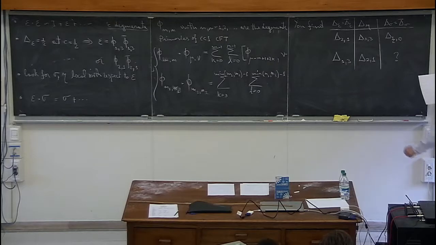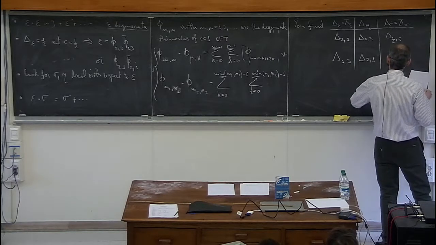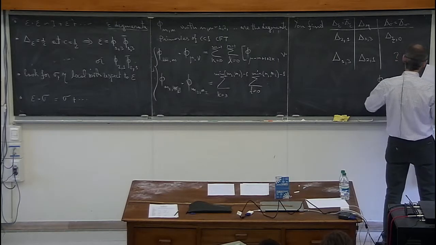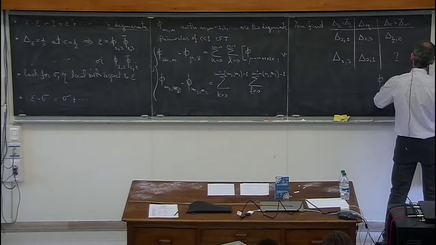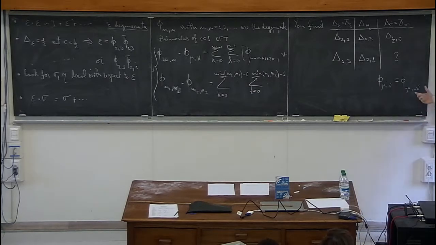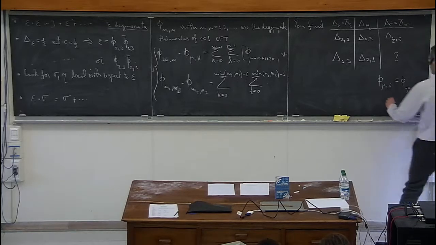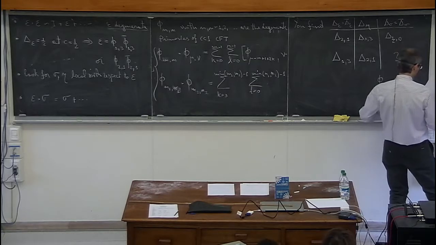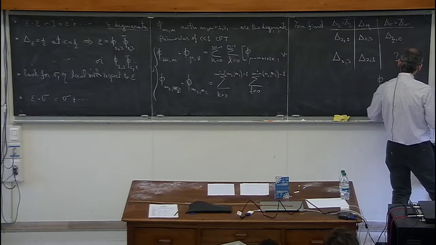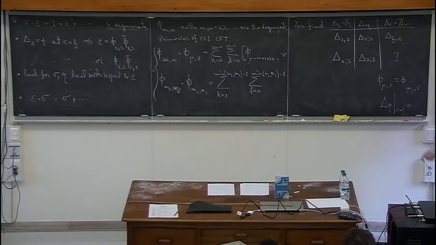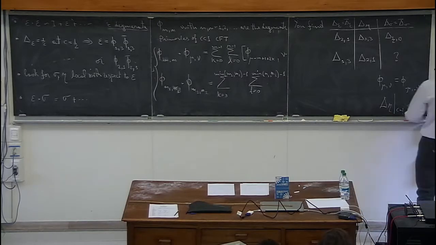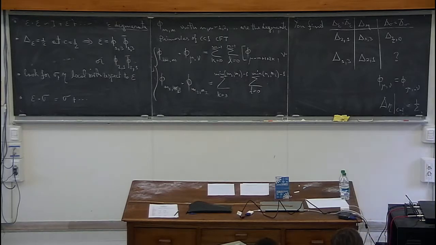To check this, you can use the fact that f mu nu is identified to f minus mu minus nu. This is a consequence of the formula for delta mu nu, which is invariant under this change of sign. And also the fact that we know that the chiral field for c equal 1/2, for the Ising model, is just the fermion, which has 1/2 as dimension.